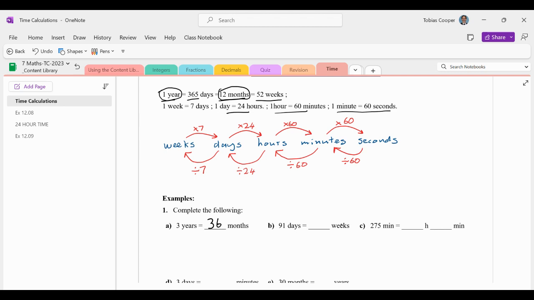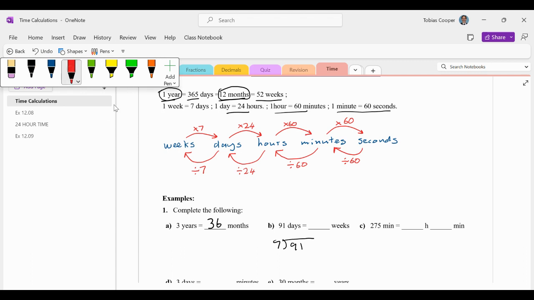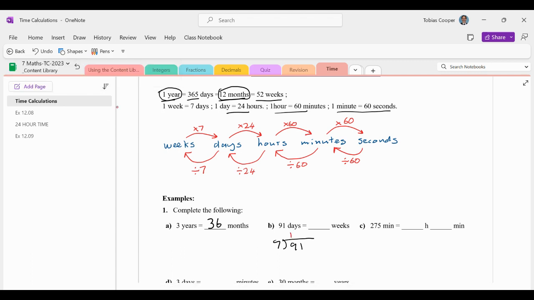91 days, we'll have to go from days to weeks. So if you look at your diagram here, days to weeks, let's divide by 7. Okay, so we need to work out how many 7s go into 91. So let's work that out. 7 into 9 goes once, there's 2 remainder. 7 into 21 goes 3 times with no remainder, so the answer there is 13 weeks.